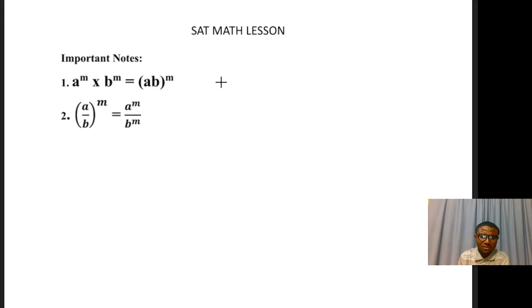Let me give an example here. Let's say you have 2 raised to the power of 2 times 3 raised to the power of 2. Okay, 2 raised to the power 2 is 4, right? And 3 raised to the power 2 is 9, and 4 times 9 is equal to 36.